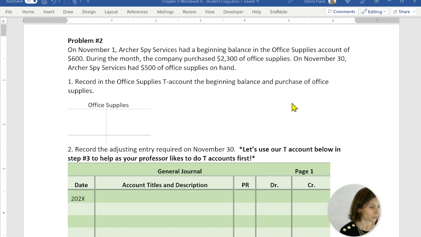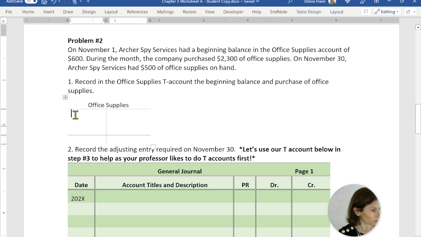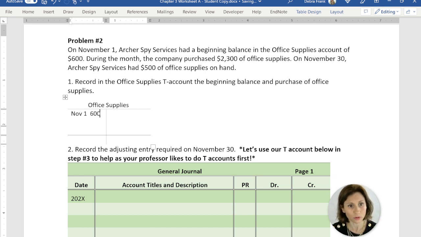So the first part is saying record in the office supplies T account the beginning balance and the purchase. So that's not too bad. Let's go ahead and do that, what had actually happened. Let's see if I can type in here. That'd probably be better than writing because I write so sloppy. So we have November 1st, and they said the beginning balance was $600. All right, so we'll record our $600. It's a debit, right? Because it's an asset. Office supplies is an asset, so we'll record a debit.